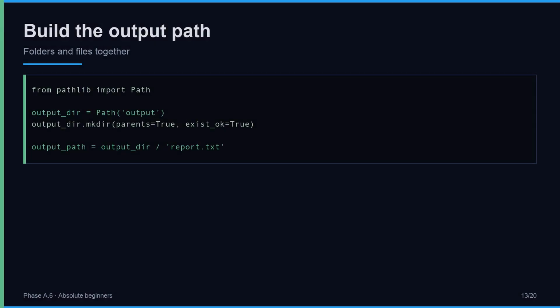Use pathlib to build the output path. Create an output folder with mkdir, passing parents equals true and exist OK equals true so it never crashes. Then build the full path by joining with the / operator, output dir / report.txt. You now have a path that points at output/report.txt, ready to be written. Notice how pathlib makes the intent obvious, read it left to right and you know exactly where the file will land.